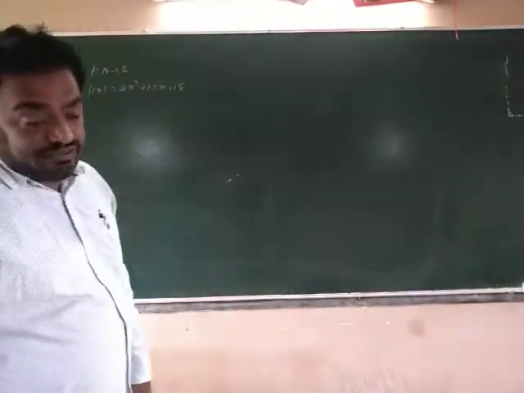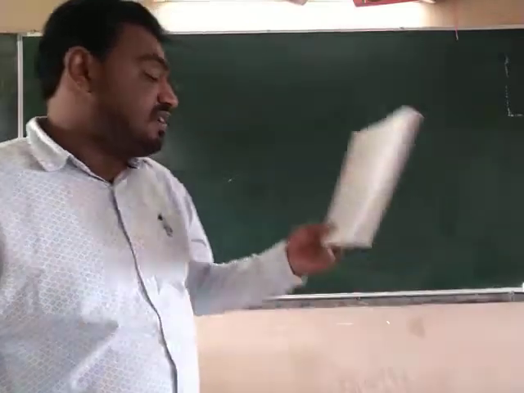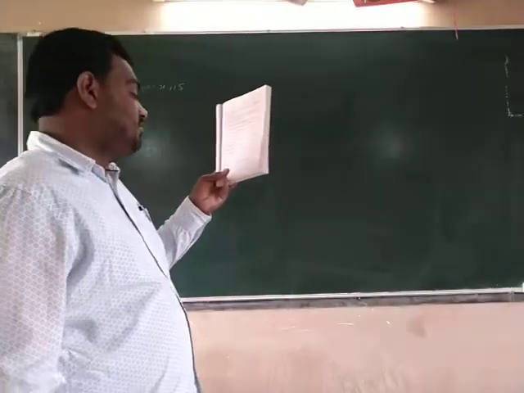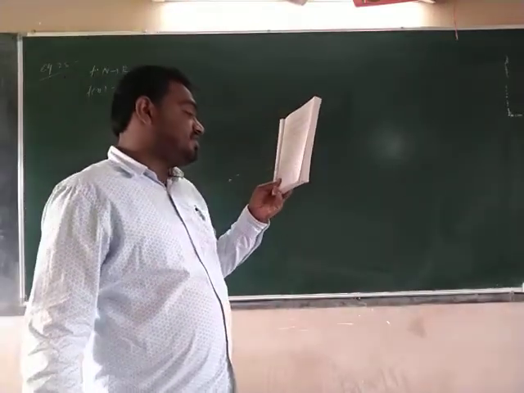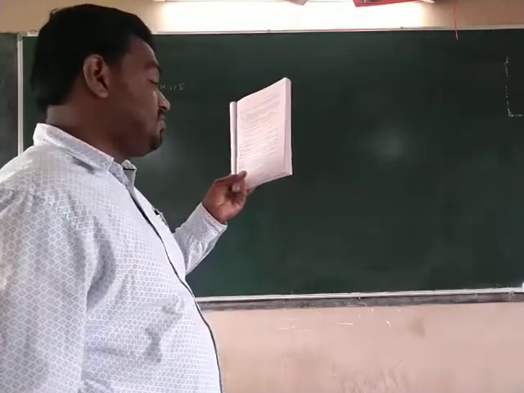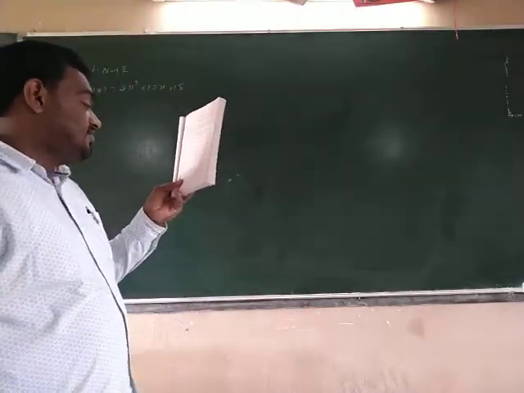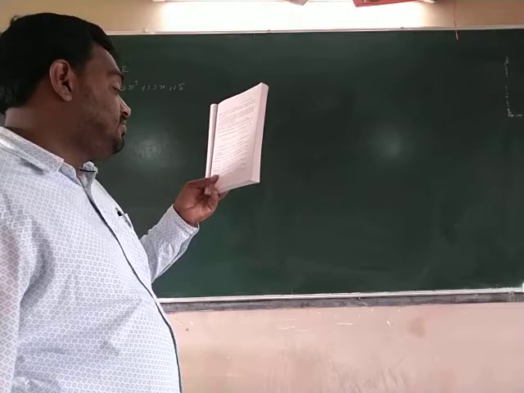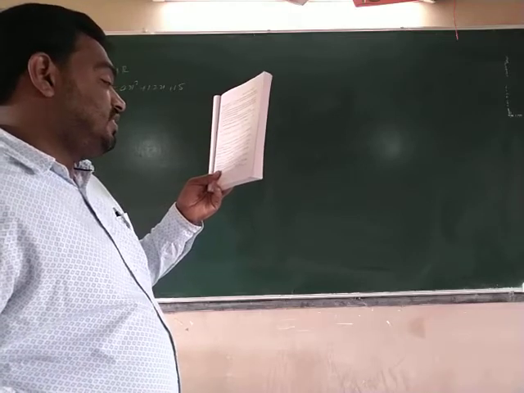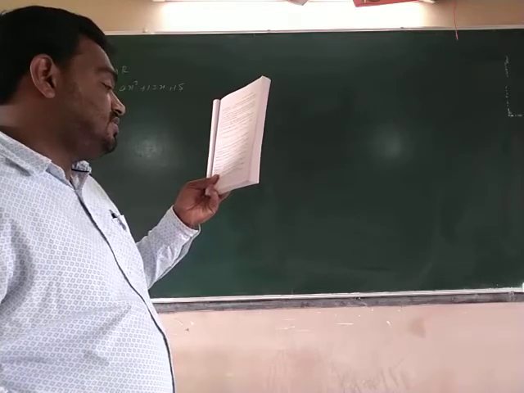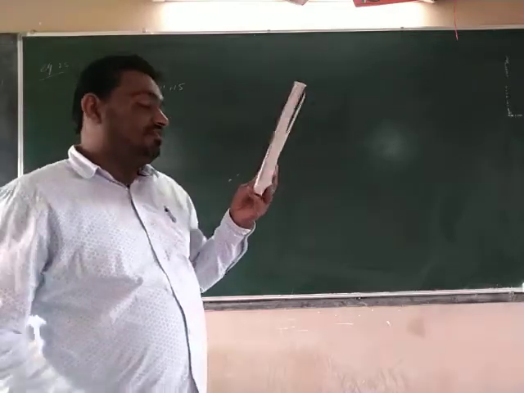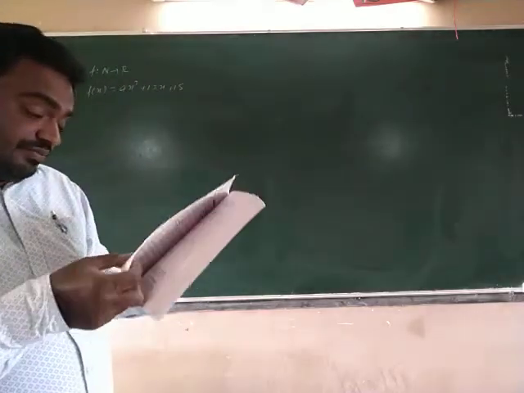Question number 25. Let f be a mapping from A to R, a function defined as f of x equal to 4x square plus 2x plus 15. Show that f from N to S, where S is the range of f, is invertible. Find the inverse of f. This is the question.